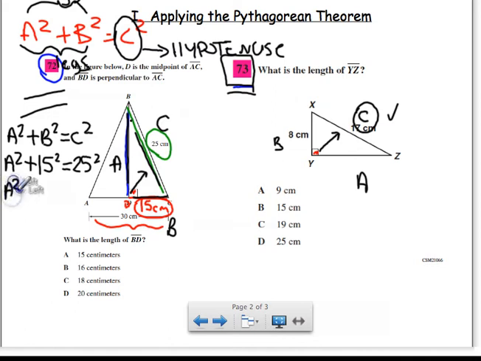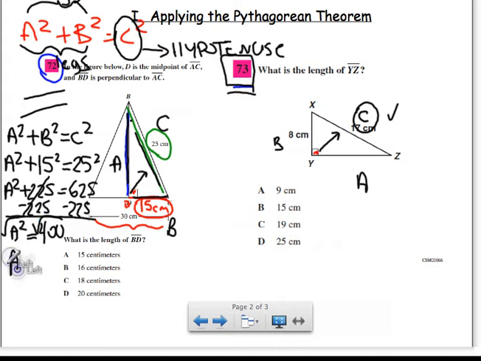So a squared stays the same, plus 15 squared, which is 225, equals 25 squared, which is 625. I need to cancel my constant by adding the opposite. After I do that, I have a squared, b is canceled, equals 625 minus 225, that's 400. Find the square root, because I have a squared and the opposite is finding the square root. And that means A must equal 20, which is answer choice D. The length of that missing side, A, is 20 centimeters.